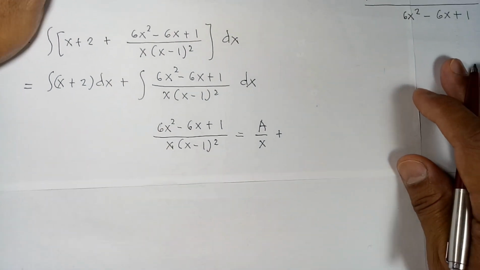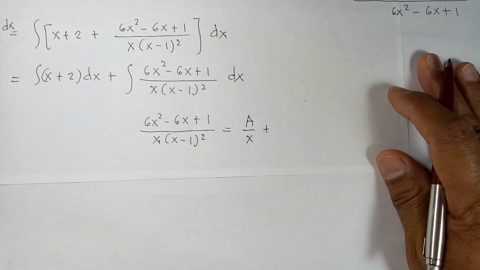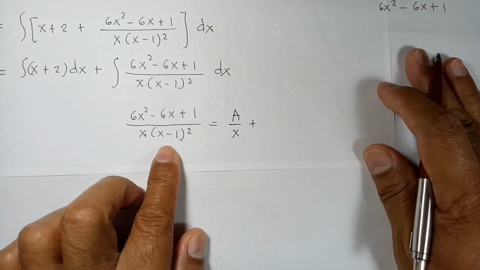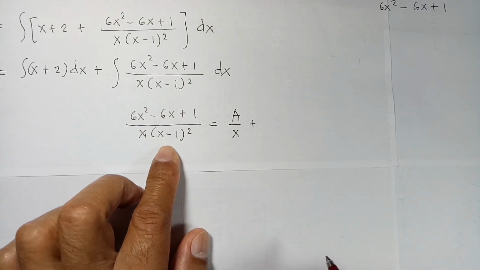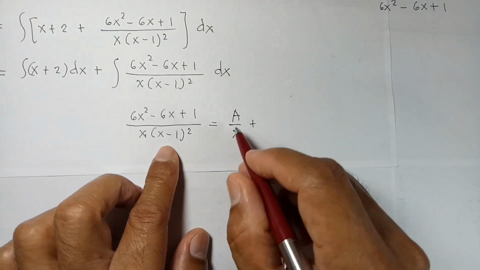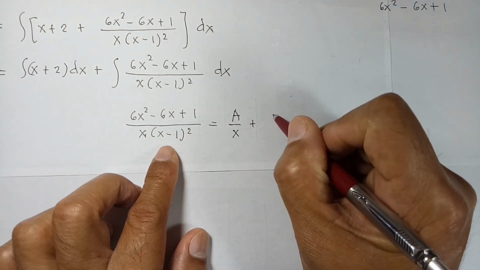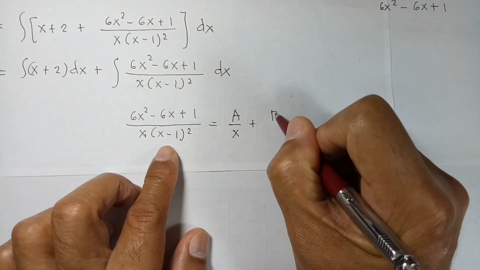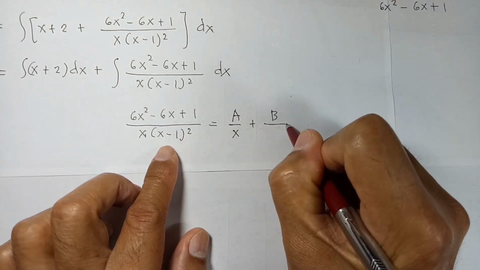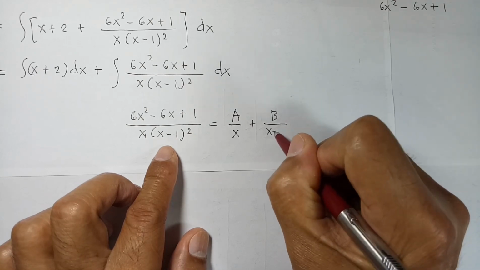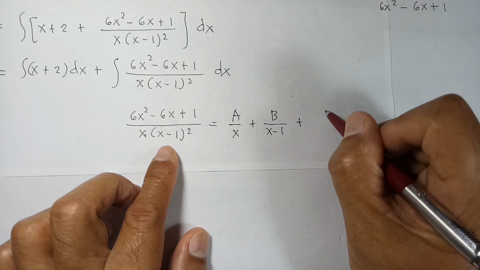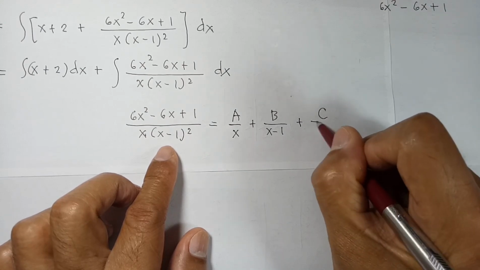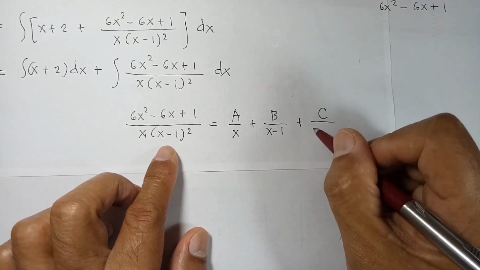So, for x minus 1 squared, it will give us a partial fraction of. So, dahil nagamit na natin yung A, ang kasunod natin gagamitin ay yung B. So, B divided by x minus 1. And then after that, plus C divided by x minus 1 squared.